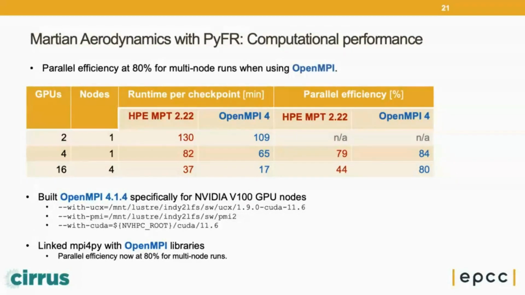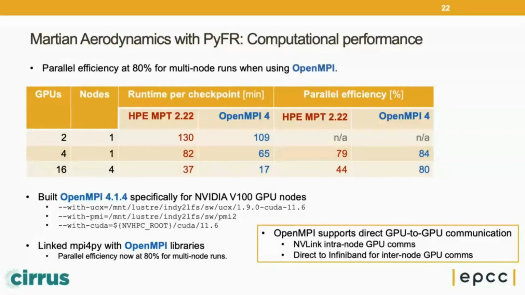They got an efficiency of 80%, and the reason for that is because we have OpenMPI, which does support direct GPU to GPU communications, and on Cirrus we have NVIDIA links, or NVLinks, that link the GPUs on a node. That's the 4 GPUs on the node, and when you need direct GPU to GPU communications across nodes, we can go directly to the InfiniBand interconnect. So that explains why we got the performance improvement we did with OpenMPI and not with HPE MPT.